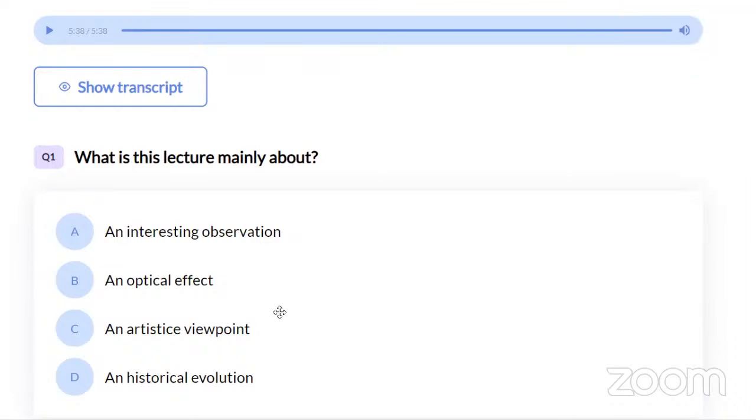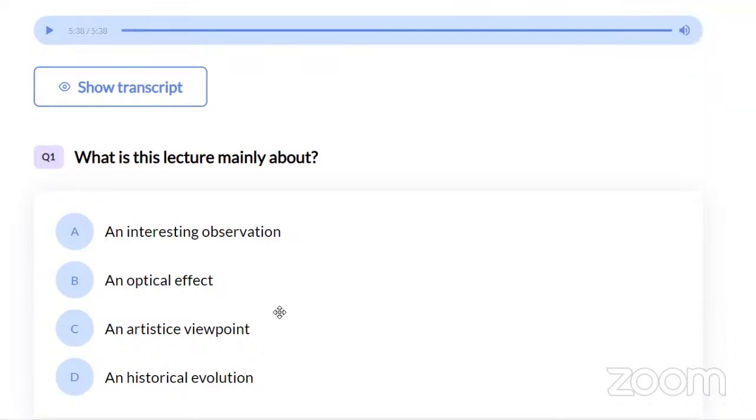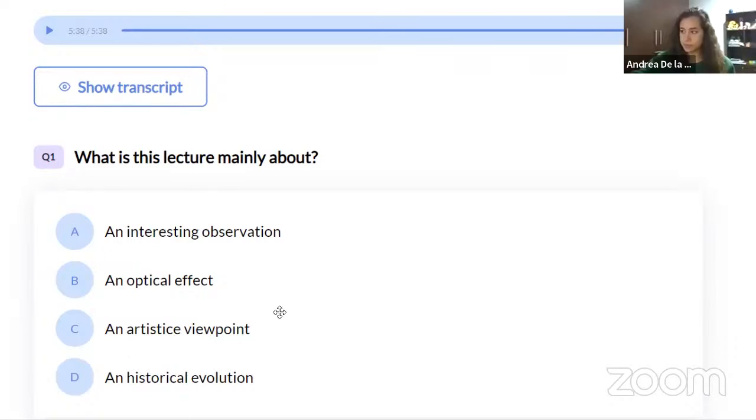A, historical evolution, would be. Okay. What do you guys agree? Maybe B or C. Guys, so if you didn't have the options and I asked you, what was the lecture about? What would you say?